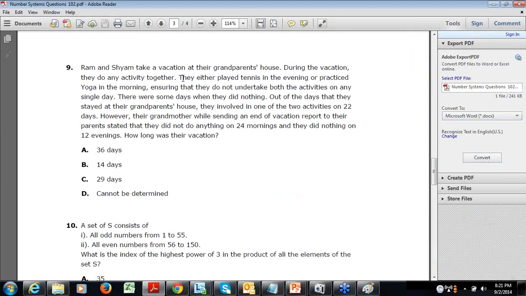What it is saying: either they play tennis in the evening or practice yoga in the morning, ensuring that they do not undertake both the activities on a single day. Okay, there are some days when they did nothing. Out of the days that they stayed at grandparents' house, they were involved in one of the 2 activities on 22 days. However, their grandmother, while sending an end of the vacation report to their parents, stated that they did not do anything on 24 mornings and they did not do anything on 12 evenings.